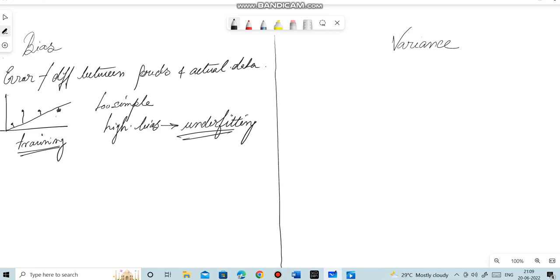So what are the different models that suffer from underfitting? Namely, a few that are linear regression, logistic regression, and a few more. These are the most notorious ones that suffer from high bias or underfitting.